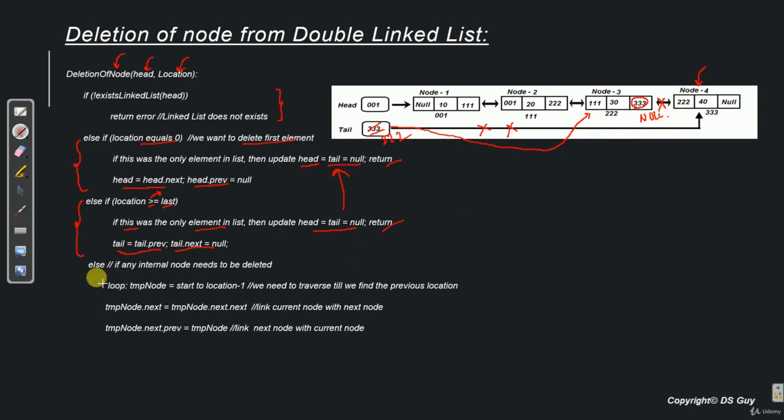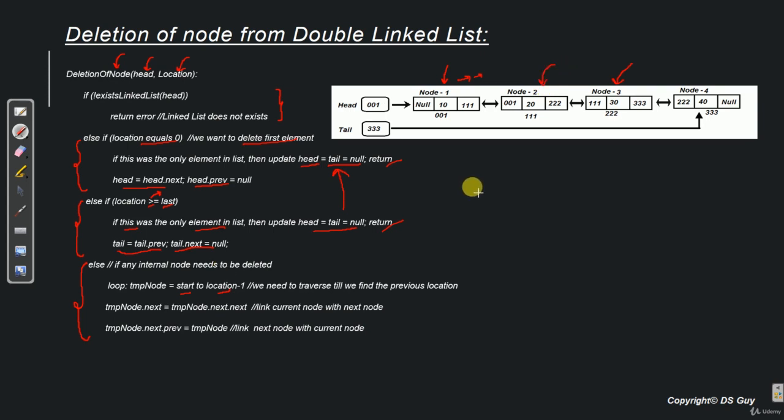Now let's say if we want to delete any other node apart from the first and last node, then the control goes in this else block. So let's say we want to delete node 3. So the first step is, we have to start a loop starting from start and going till location -1. So it starts with node 1 and keeps traversing towards right till we reach location -1. So location -1 is node 2.